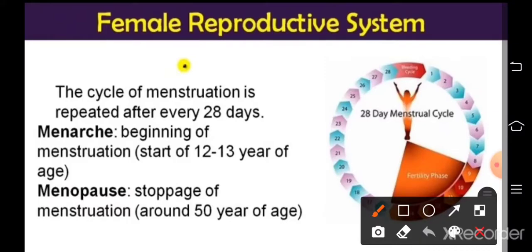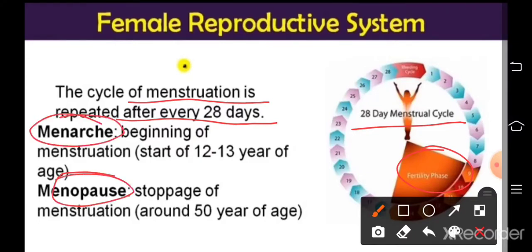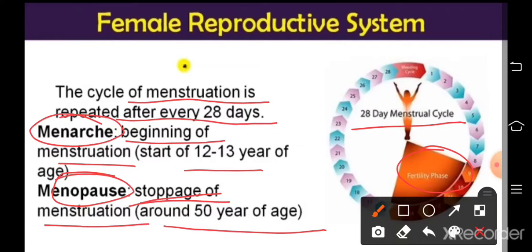So this is the chart. This is the fertile phase. This is the 28 days menstrual cycle. The cycle of menstruation is repeated after 28 days. We know two terms you can see here, menarche and menopause. The beginning of menstruation is called menarche and starts between 12 to 13 years of age, and menopause is the stoppage of menstruation around 50 years of age, meaning women are not able to produce the egg. Menarche is the beginning of menstruation and menopause is the stoppage of menstruation.